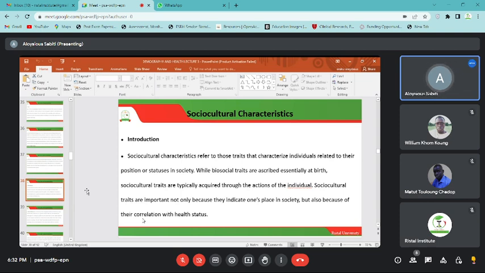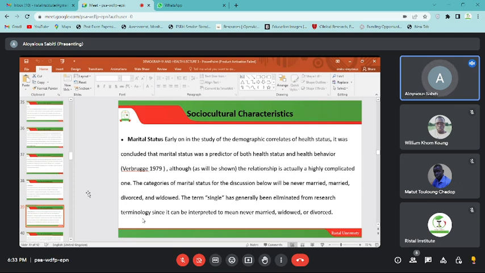While biosocial traits are ascribed, meaning that they are essentially at birth, the social-cultural traits are typically acquired. You're not born with these cultural traits. These can be acquired through the actions of an individual. So social-cultural traits are important not only because they indicate one's place in society, but also because there is a correlation with their health status.